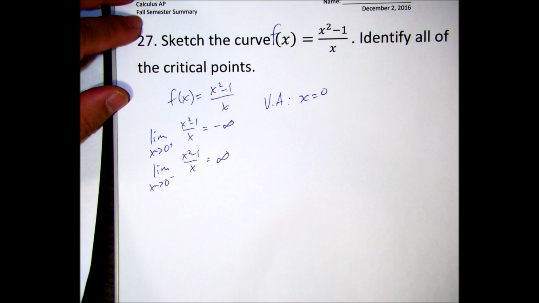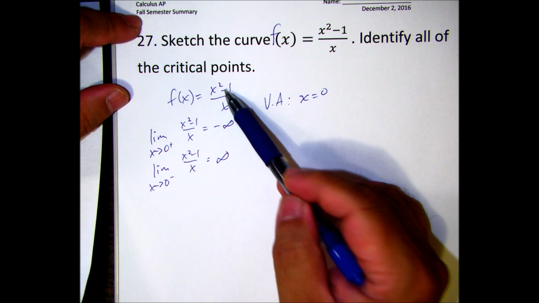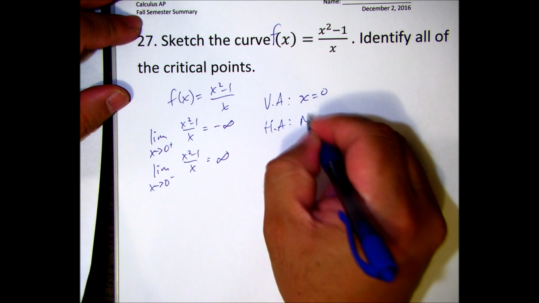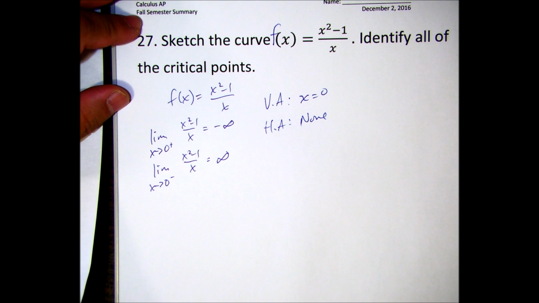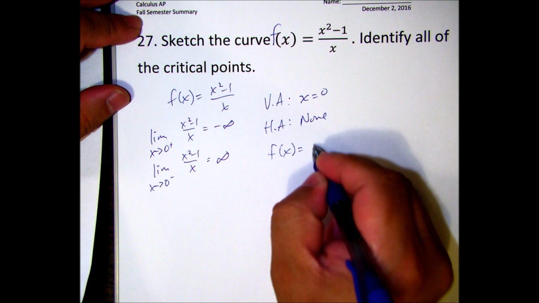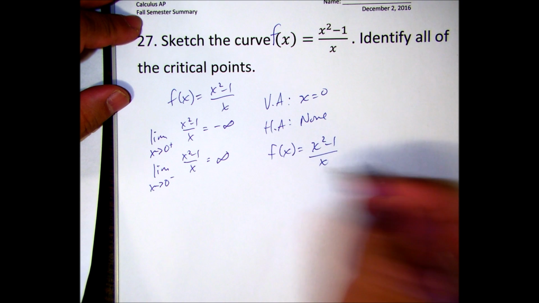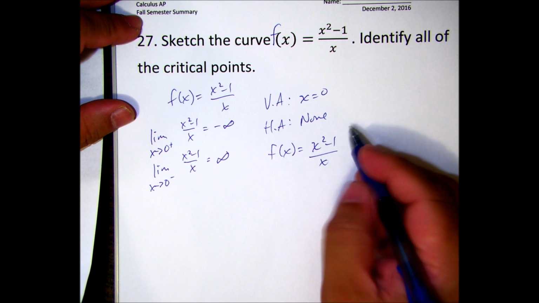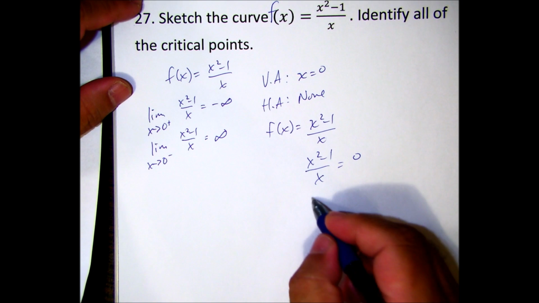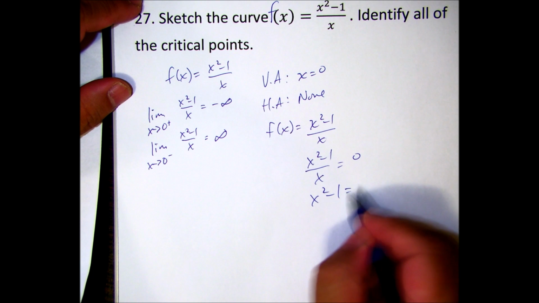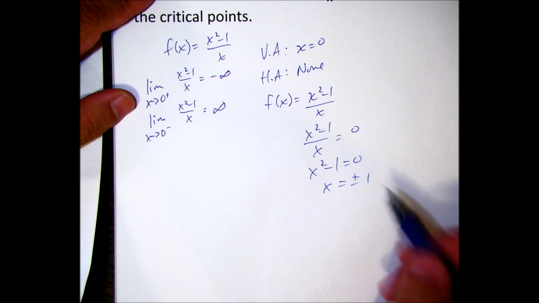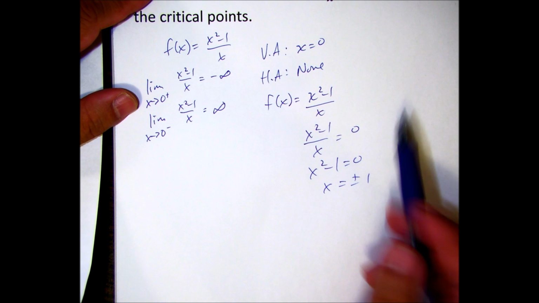Alright, is there a horizontal asymptote? Well, the degree of the numerator is higher than the degree of the denominator, so there is no horizontal asymptote. Alright, is there anything else? Let's look for zeros. In a fraction, the zeros occur when the numerator equals 0. We set the numerator equal to 0, and that's going to be x equals plus or minus 1. That's not surprising, I guess.